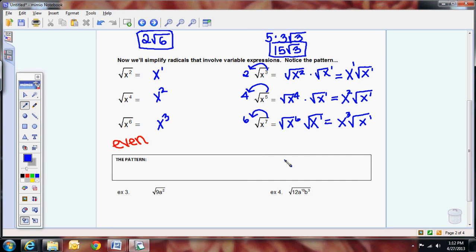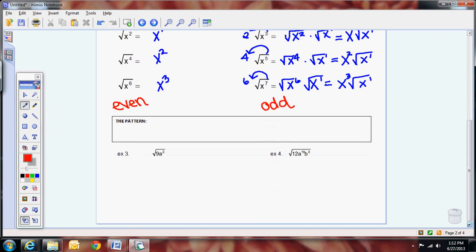So what's the pattern? I want you guys to write down the rule when you have radical variables and exponents. What's the difference between these even and odd exponents? Be prepared to come to class with something written here for the difference between these two types of variables and exponents. So let's practice some of these real quick before you head off. Make sure you're writing these down and show them to me when you get to class tomorrow. So jot down all these examples.